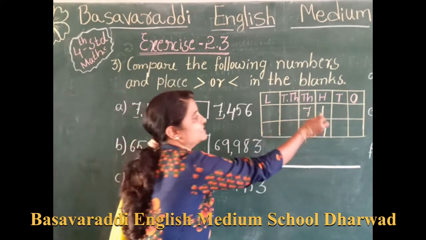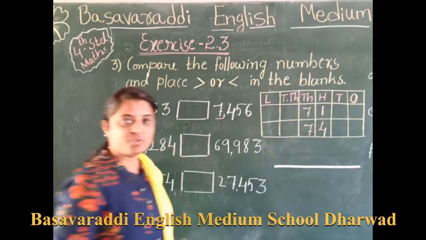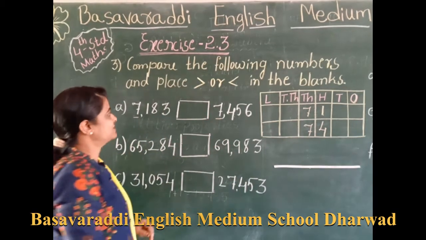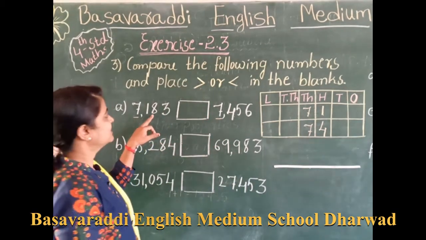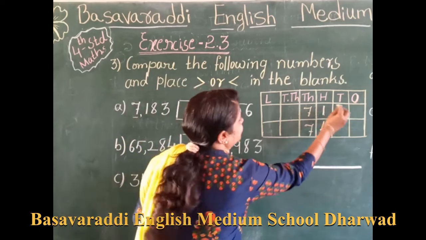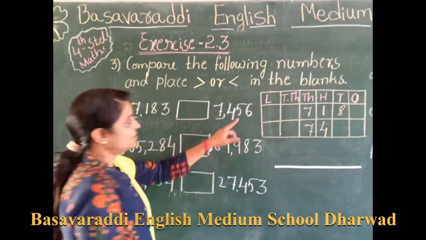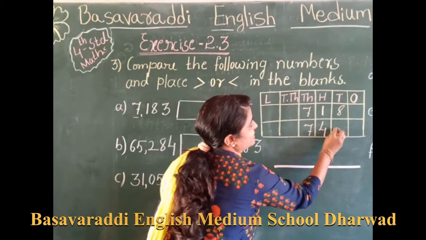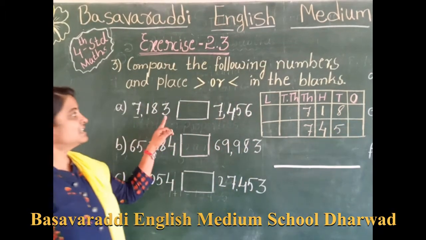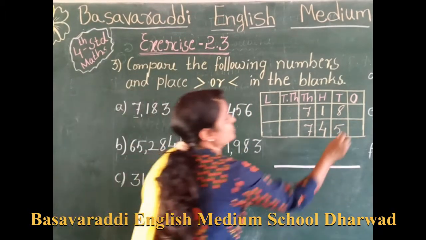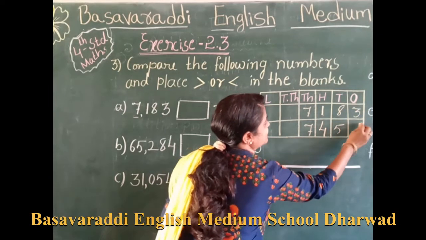In the hundreds place we have here 1 and here 4. We got the difference there. Comparison, see there. Then in the tens place it is an 8 here, and here we have a 5. Yes. Then next in the ones place, 3 is there in the first row, and in the second, 6 is there.